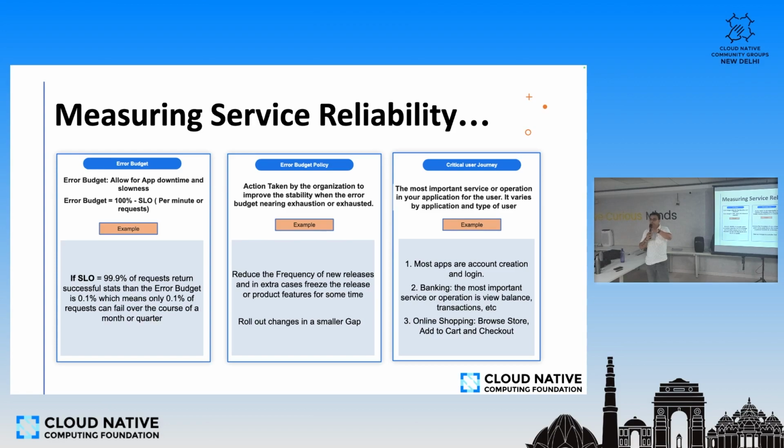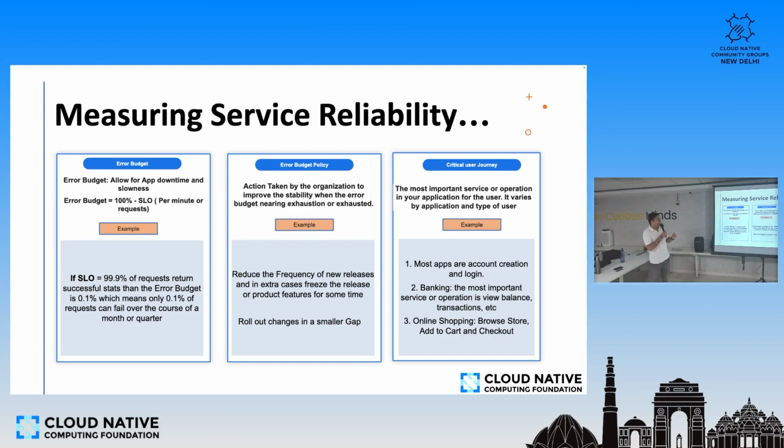In that error budget, you will be rolling out your features and everything, right? Then we have something called error budget policy. Now, what is error budget policy? It is basically a document or some actions taken by the organization to improve stability when the error budget is going to be exhausted. So what happens if your error budget is exhausted? Let's say the Google search engine has exhausted 50 minutes or more than 60 minutes. Then how do you decide that there should be some error budget policy and everyone has to follow this policy?